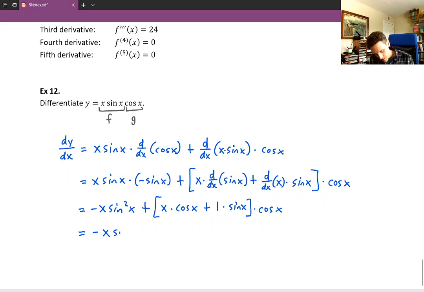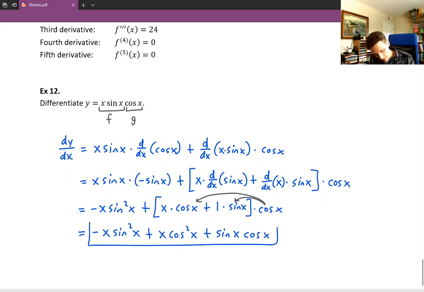And then just clean this up by taking the cosine x and distributing it to each of these 2 terms. So we have plus x cosine squared x, and then plus sine x cosine x. And that would be pretty good for simplifying that. There's probably more you could do. You could combine these 2 into an x times cosine 2x using a trig identity, but we're not going to go there.